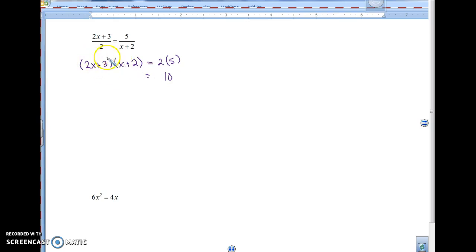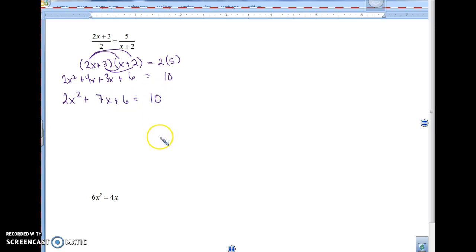This I have to FOIL, or I can make a box over here on the side. I'm going to FOIL it so you can see what I'm doing. 2x squared plus 4x plus 3x plus 6. Okay, combine my terms. 2x squared plus 7x plus 6 is equal to 10.